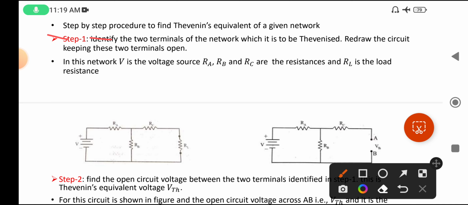Identify the two terminals of the network which is to be Thevenized. So first, if a circuit is given, we have to identify where we have to calculate the Thevenin's voltage. First, we have to identify the two terminals, meaning 2 points where Thevenin's voltage and Thevenin's resistance are calculated. That is the meaning of this.